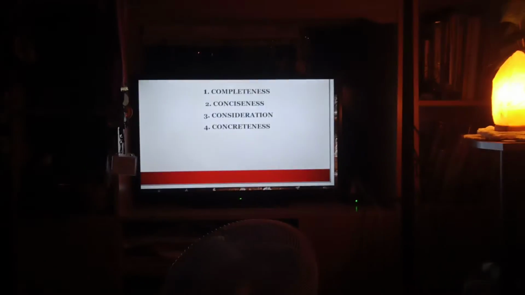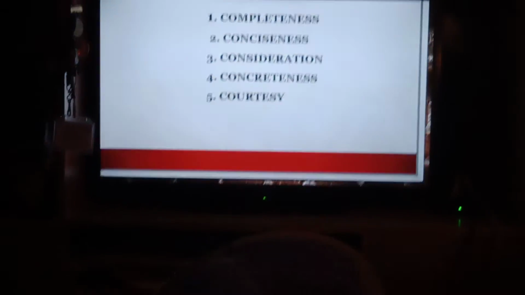The fourth one is concreteness. Every time we say something, we have to be very objective. We need to base our information on facts and figures. We do not say just plain opinion. We need to have a basis for us to really make our message convincing or believable. Concreteness.